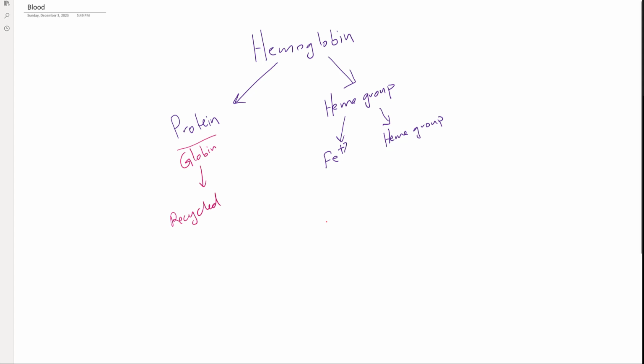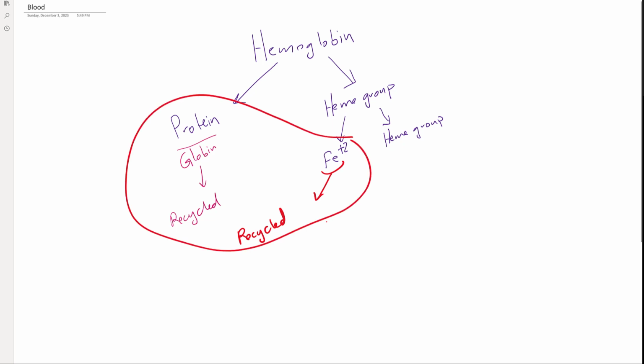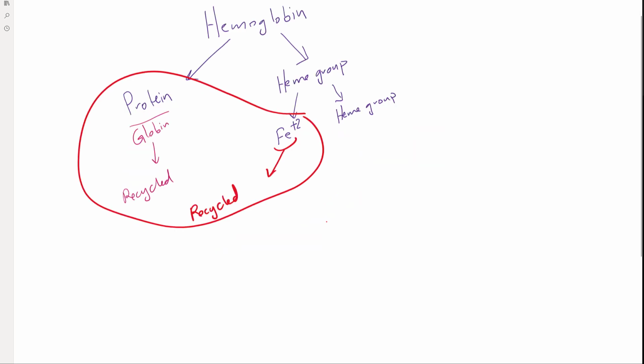The iron ion should be +2. The iron ion also will get recycled. No problem with it. We need it. Okay, so those two will get recycled. Now the problem is this heme group. The heme group, we cannot recycle it. It's a little bit like a toxic group.